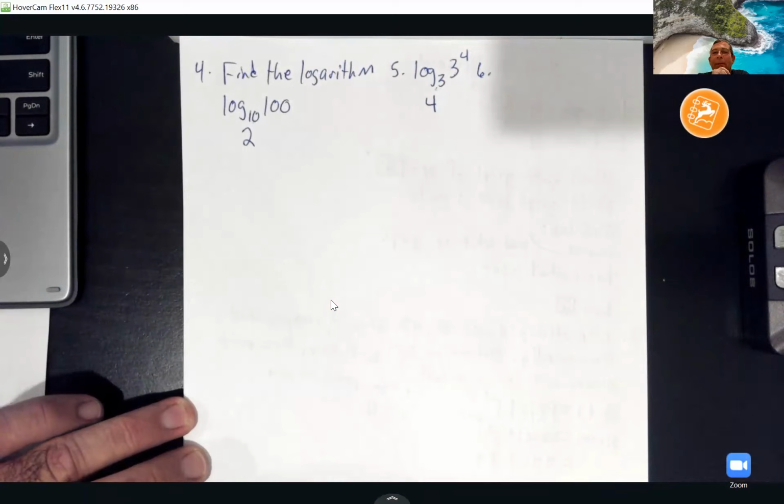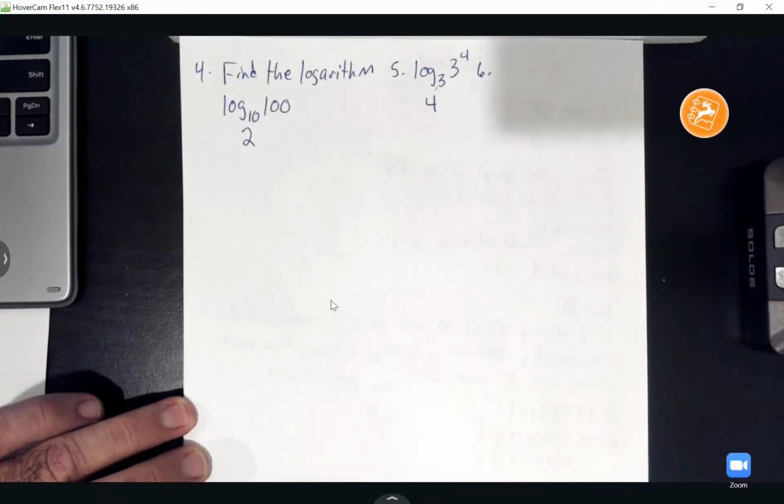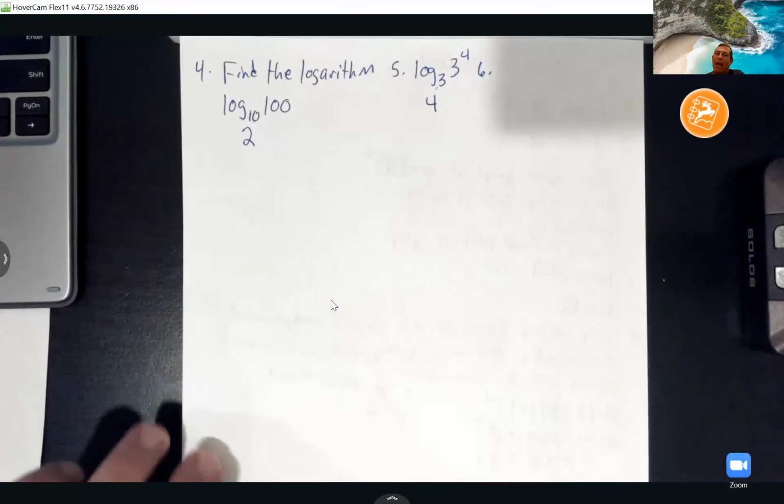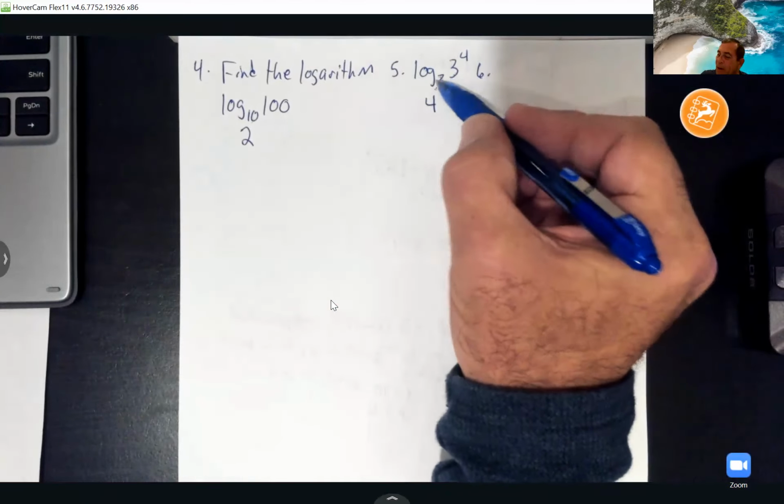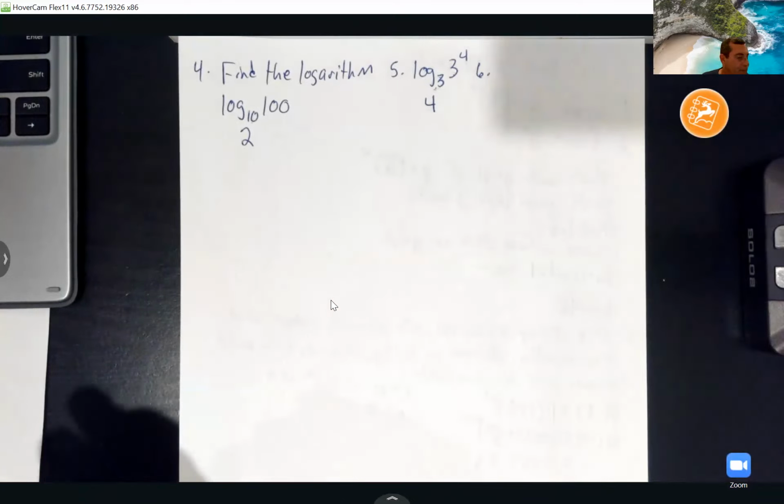Oh, what happened? I input it on the calculator wrong. That's why I got an error. Oh, okay. Yeah, so just put that base in there first and then put that 3 to the 4th.